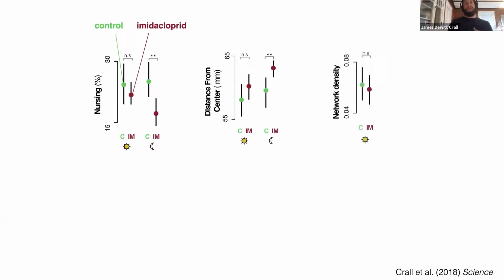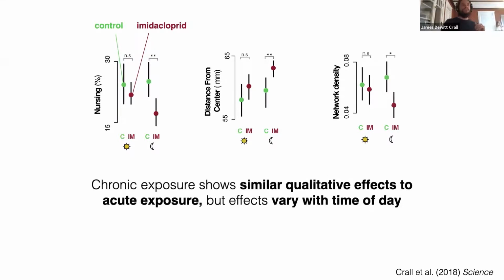And if we look now at an aggregate metric of that social interaction pattern, so of all possible interactions that could happen within a colony, how many of them actually happened: no reduction during the day, significantly at least, and a significant reduction in social interactions overnight. So I think the takeaway from these chronic exposure trials is we see overall qualitatively similar effects to acute exposure, but those patterns vary with the time of day. They're primarily happening overnight, or at least stronger overnight than during the day.